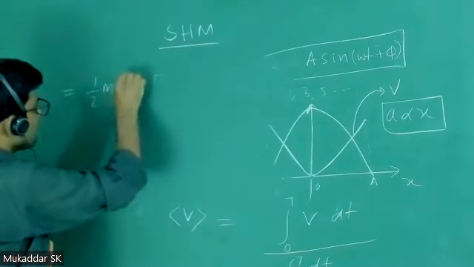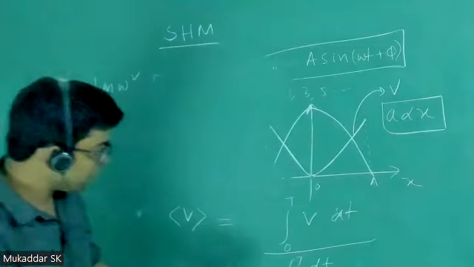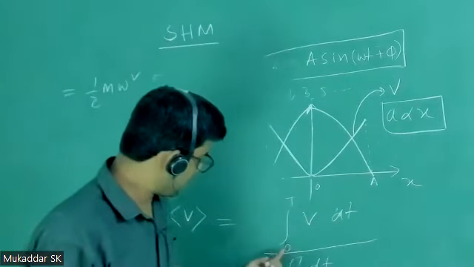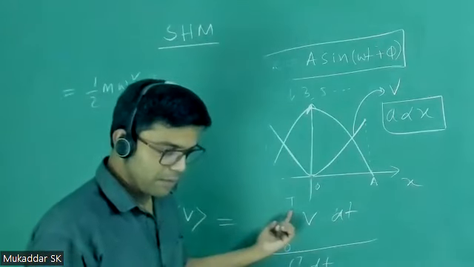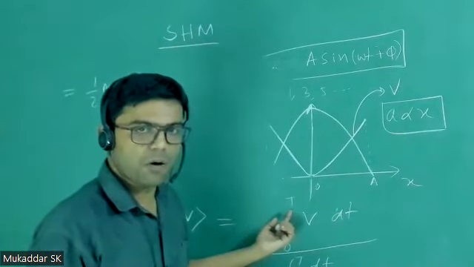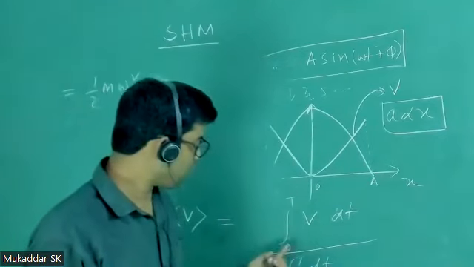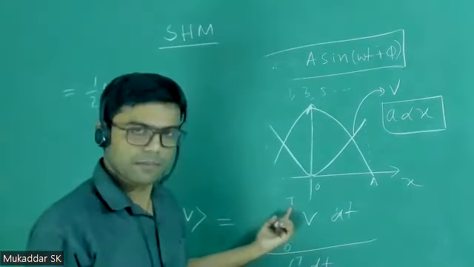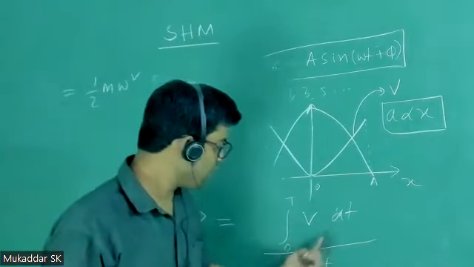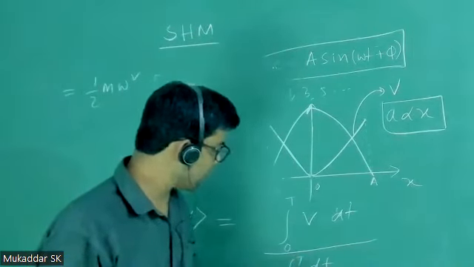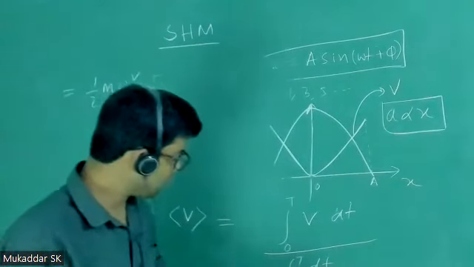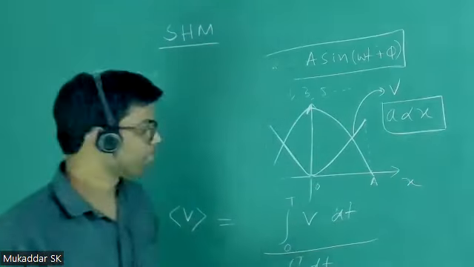Sir, the formula is not visible. Which formula is not visible? This formula? Yes, sir. So I'm telling you 0 to capital T. T is the time period, because you are calculating the time average potential energy over a complete cycle. Complete cycle के लिए time कितना लगता है? Capital T लगता है, time period. So 0 to capital T, V is the potential, dt over 0 to capital T dt. Is it clear now? नीचे क्या है? 0 to capital T dt.